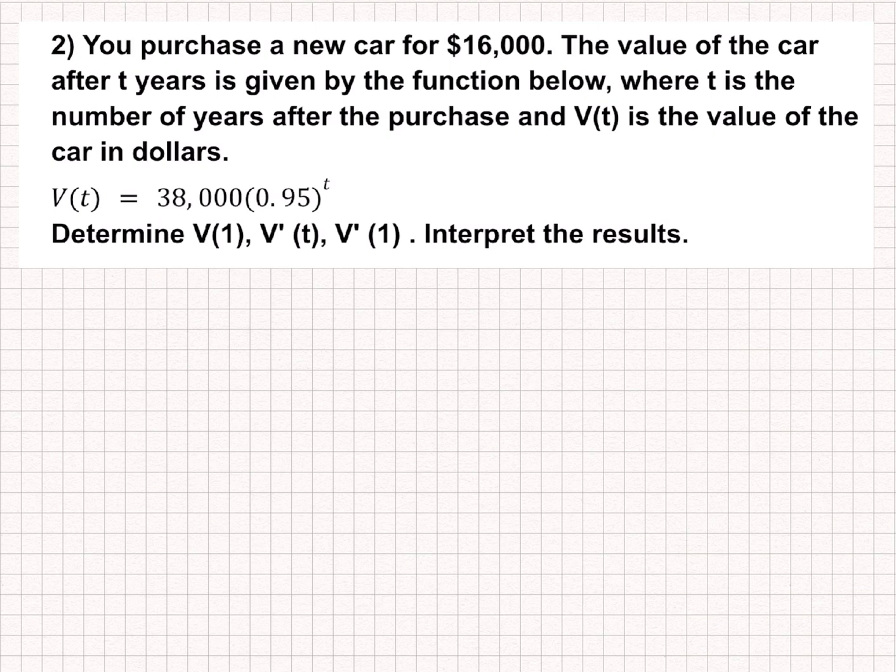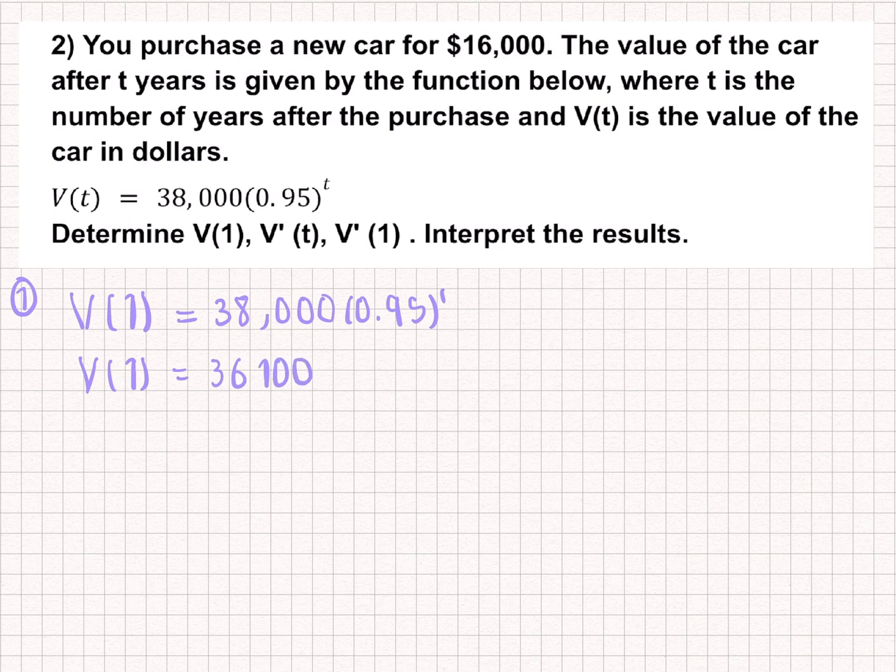So the first step over here is to find v of 1. Let's find v of 1. So v of 1, we just have to replace t with 1. So 38,000 times 0.95 to the power of 1. When we put this in the calculator, we will get 36,100. With this, we are finished with step 1, which is finding v of 1.